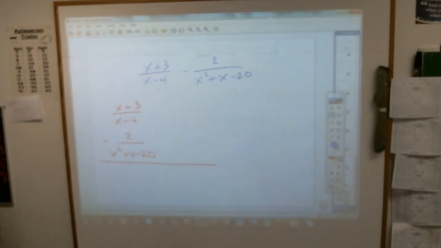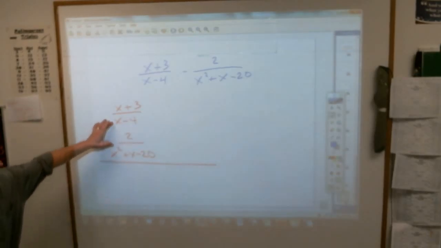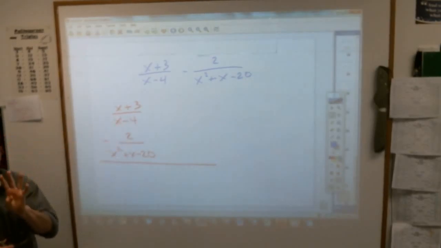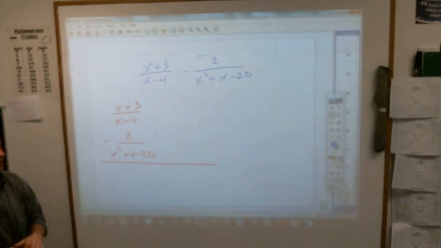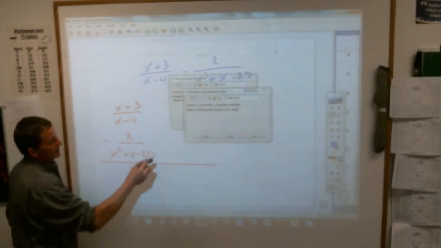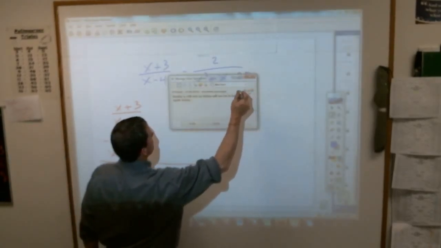And here is where the wheels fall off the old train cart. Oops. What's my common denominator? Is it an x? Alright, no. What's the smallest thing that both of these will go into? Now, before you figure out your common denominator, you should always look to see if you can factor.